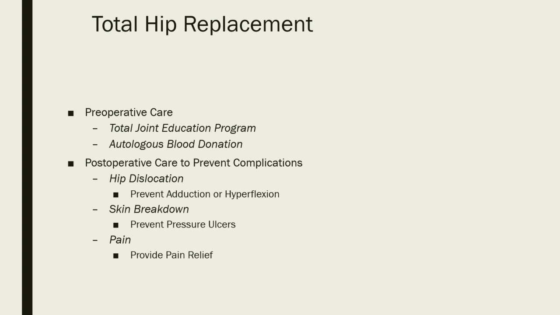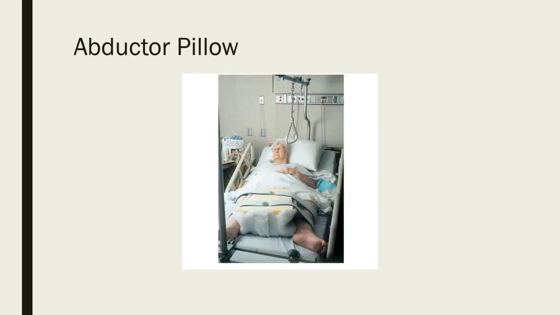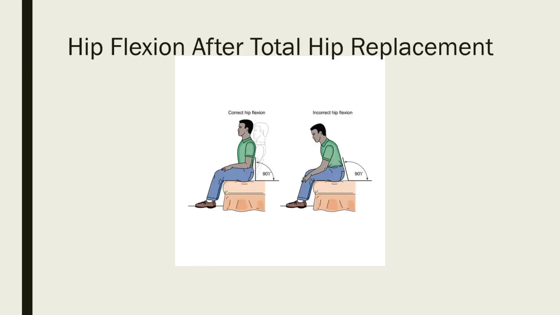Postoperative care would be to prevent any complications. Common complications of hip replacements would be hip dislocation, skin breakdown, and pain. Okay, this is a picture of an abductor pillow. This prevents the specific movements that a patient should not be doing after they've had their joint replacement. Okay, they should avoid having more than a 90-degree angle when they're sitting or getting up.